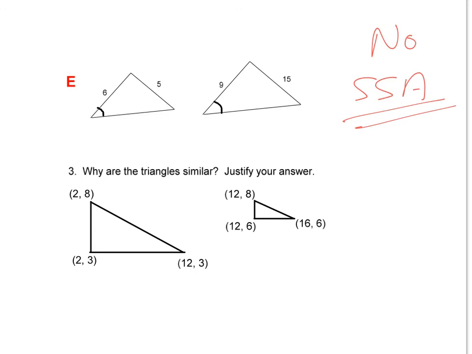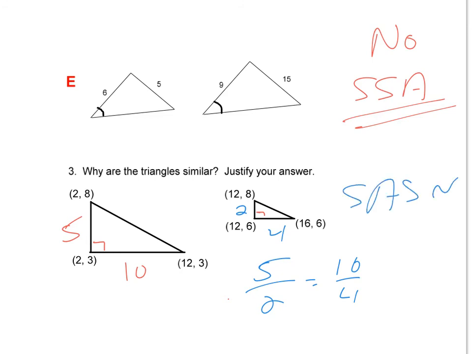And in this case, why are the triangles similar? Well, we have a right angle in both. We can see we have a vertical and a horizontal line for each of those triangles, just by the way the points are. So we have an equal angle, and then this distance right here is 5. This distance right here is 10. This distance right here is 2. This distance right here is 4. So I now know that 5 to 2 is equal to 10 to 4. So these are similar by SAS similarity.